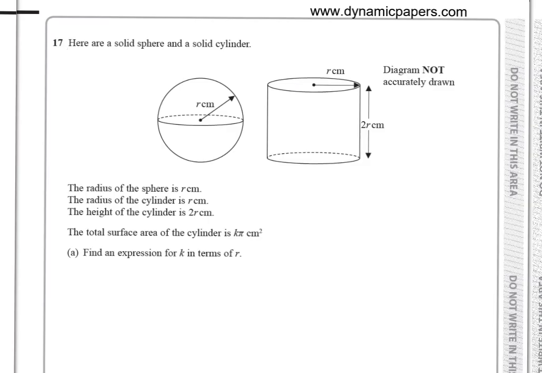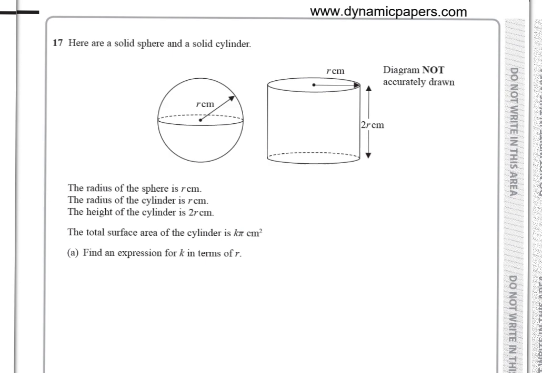Number 17, here are a solid sphere and a solid cylinder. The radius of the sphere is r, the radius of the cylinder is r, and the height of the cylinder is 2r. The total surface area of the cylinder is K pi. Find an expression for K in terms of r.